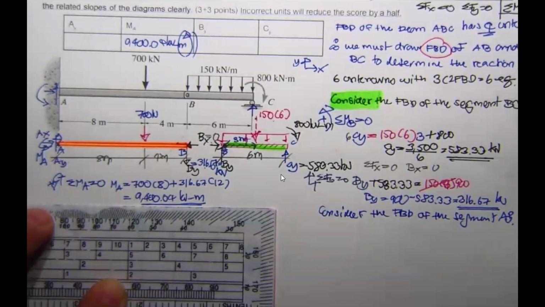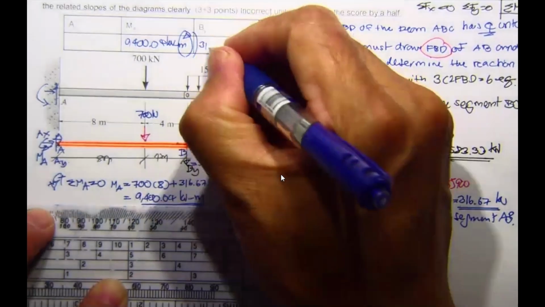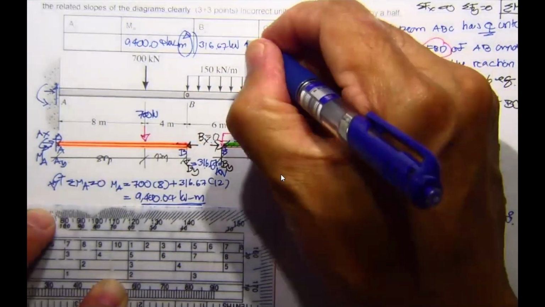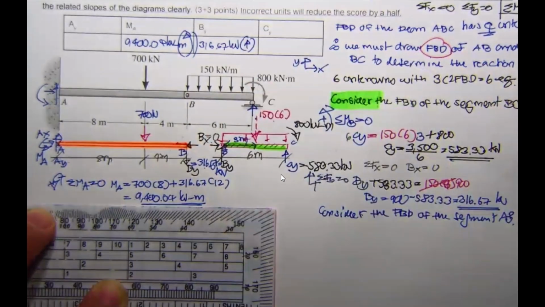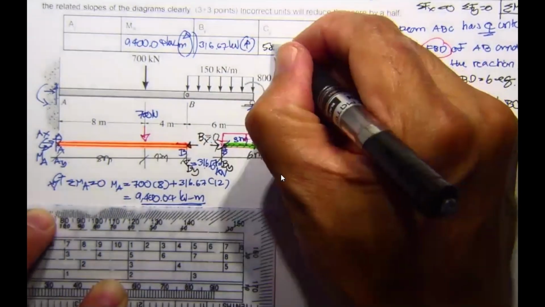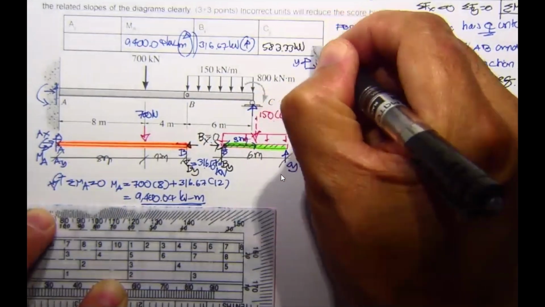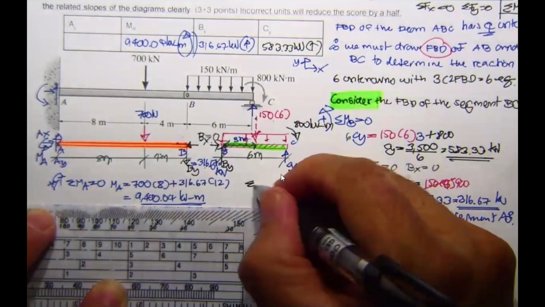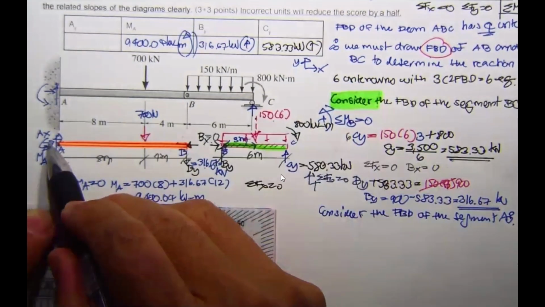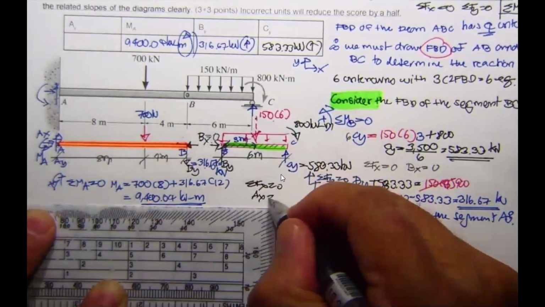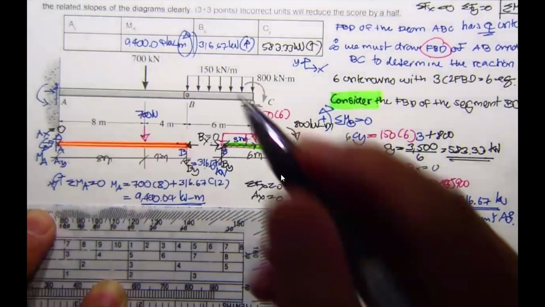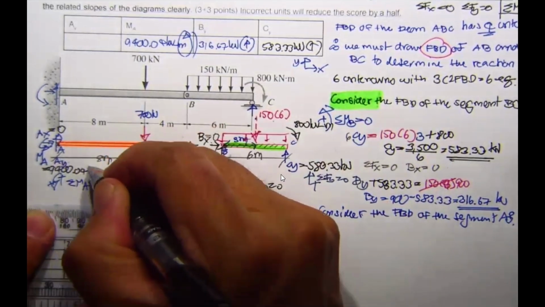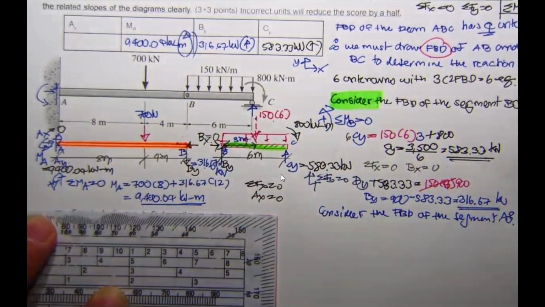Okay, B sub y over here is 316.67 kilonewton, upward, magnitude and direction. C sub y is 583.33 kilonewton, upward. Then if you prefer summation of F sub x equal to 0, this A sub x is going to be 0. This is 0. And this is 9,400.04 kilonewton meter. Put it over here.